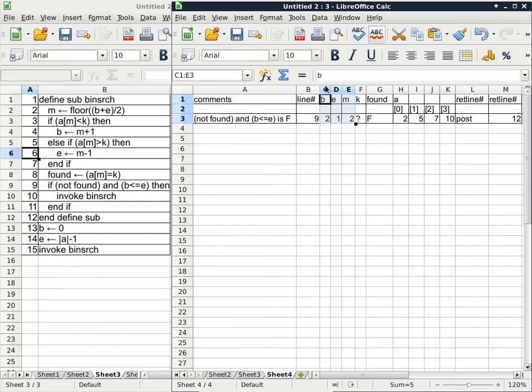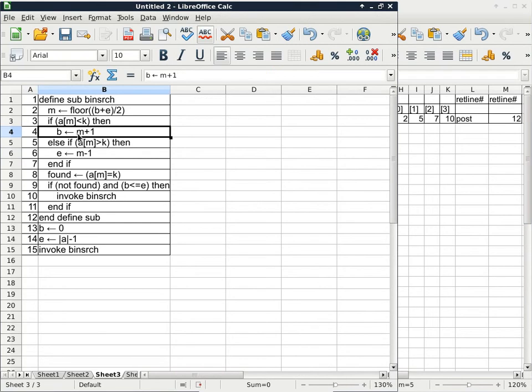So the next question is, which one did I actually use to get here? In other words, did I bump B up to M plus 1 in order to get to here? Or did I bump E down to M minus 1 to get to line 9? That is the next question. What do you think?